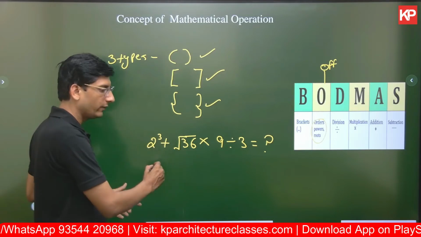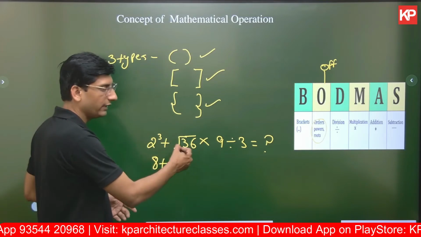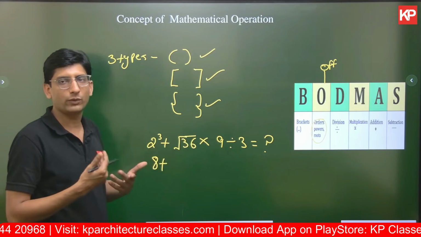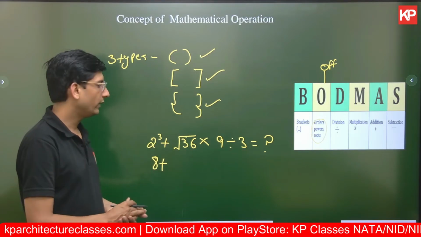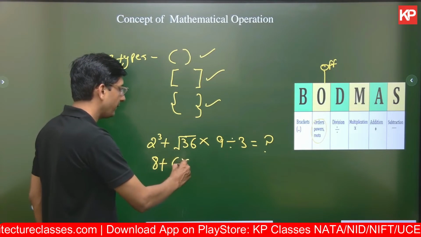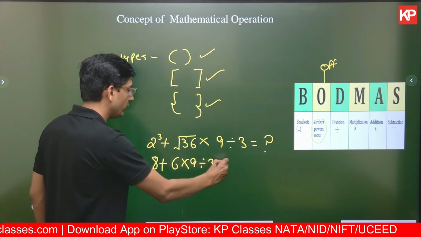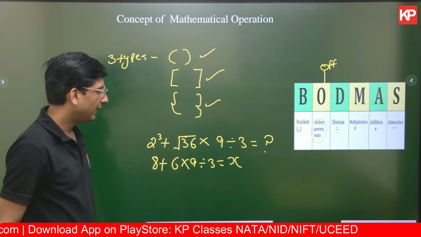So 2 raised to the power 3 is 8, plus root 36. We have to solve the powers in root, cube root, and 1 by 4, 1 by 5 as well. So this is 6 basically, multiply by 9 divide by 3 is equal to x. Let's name the question mark as x.